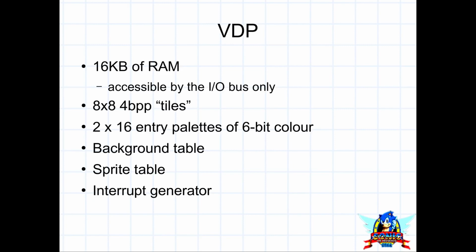So let's talk about the VDP. As I said before, it has 16K of RAM just to itself. This RAM is on the VDP chip and is not part of the memory space of the Z80. The Z80 can't see that memory directly. It's only accessible by using the input and output pins and the input and output instructions that the Z80 has.